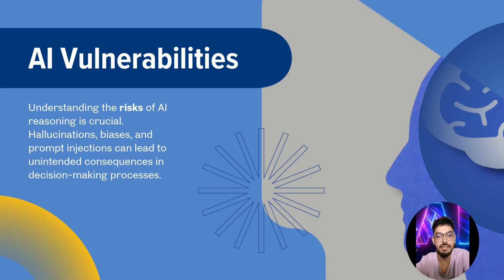Secondly, hallucination. The AI reasoning produces confident but false answers. Third is bias in reasoning. If the AI is trained on biased data, its reasoning process will reflect that bias in its answers. And fourth is overtrust. Humans might rely too much on the AI's logical output even when it is wrong. So these are some of the vulnerabilities.